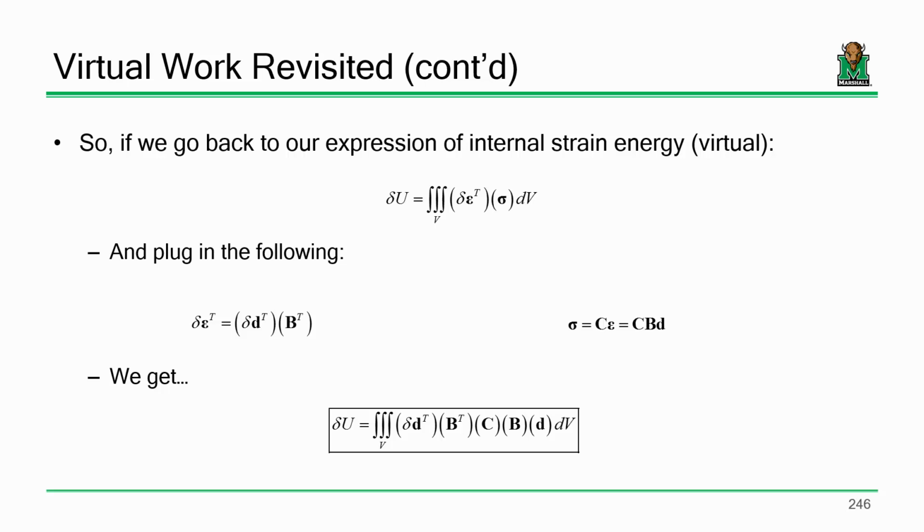Does everybody see how we're getting this right here? Everybody see that? So this term is becoming delta D transpose times B transpose. What about this term right here? That's real stress, right? Real stress equals our constitutive matrix times real strain. What's real strain? B times D. So this term right here becomes C, B, D.